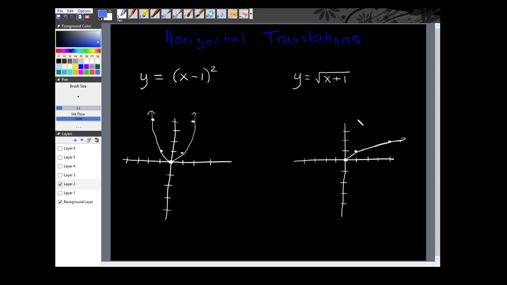Okay, so first we're going to start with horizontal translations. So this one is a quadratic, so it would graph like a parabola. This is my parent function. But this -1 tells me that I'm going to be going to the right by 1. So we would take all of our anchor points and scoot them 1 to the right. Alrighty, and then you can draw your parabola like that.